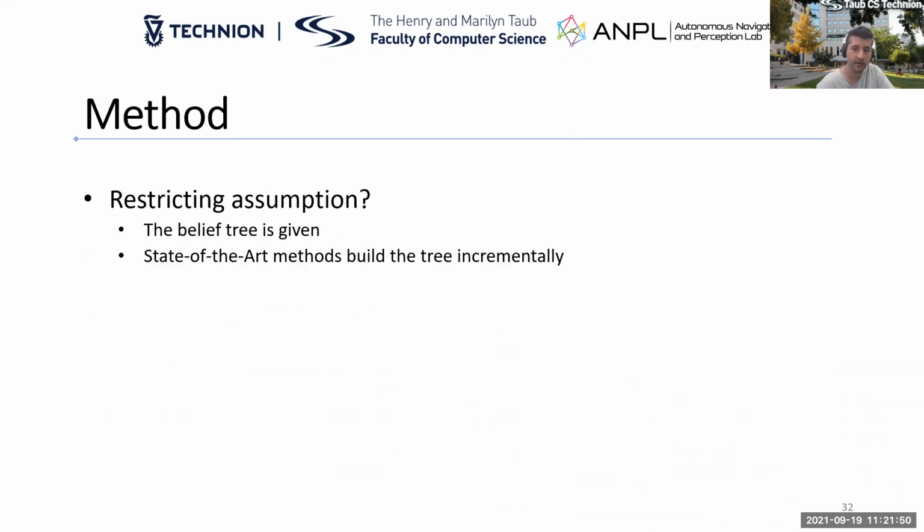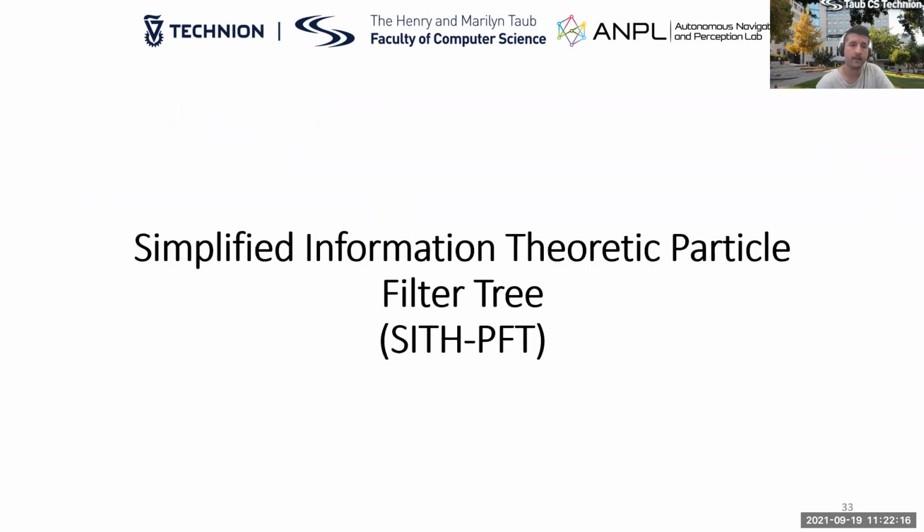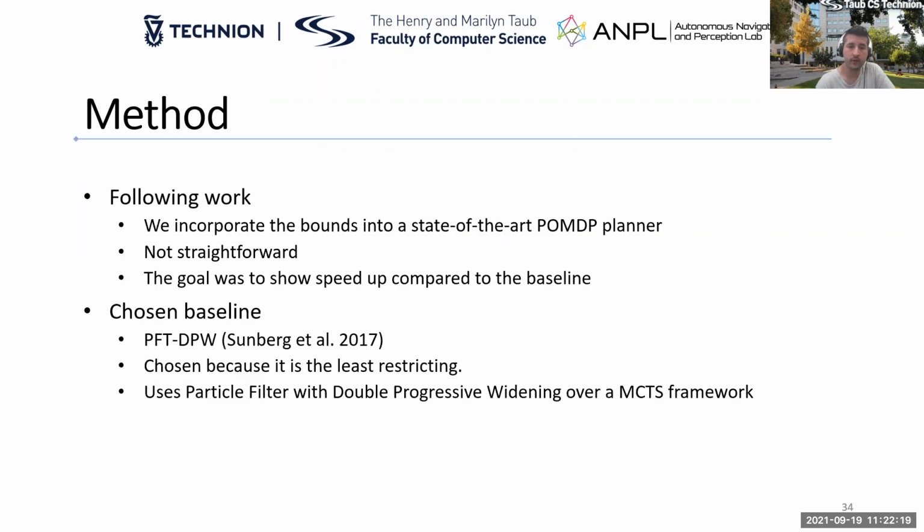While this last paper was rather theoretical, focusing on straightforward incorporation of the bounds into a simple POMDP planning scheme, it had some restricting assumptions. Most notable is that the belief tree is given. All the state-of-the-art POMDP planners I've introduced earlier do not build the belief tree in advance, but rather build it incrementally using methods such as MCTS. So our following work's main focus was to incorporate our approach into a state-of-the-art POMDP planner suitable for our considered setting. The goal, as in the last one, was to show a speed up.